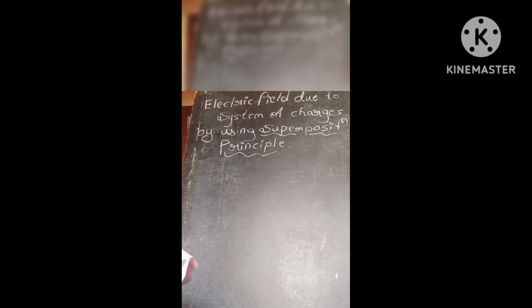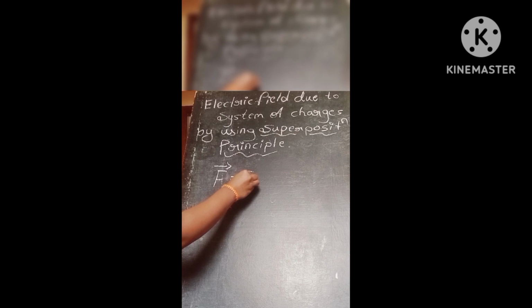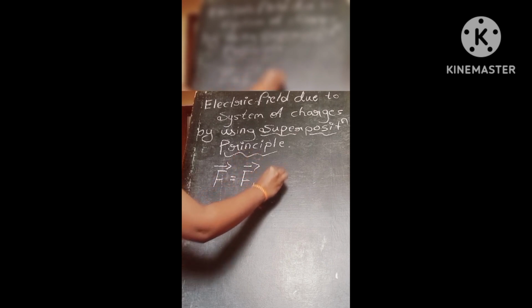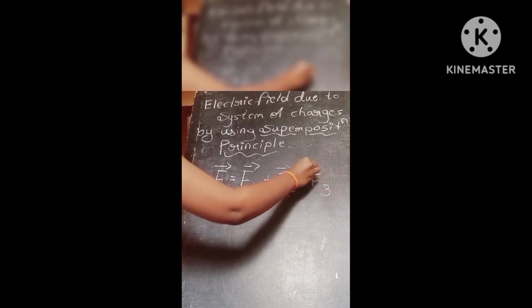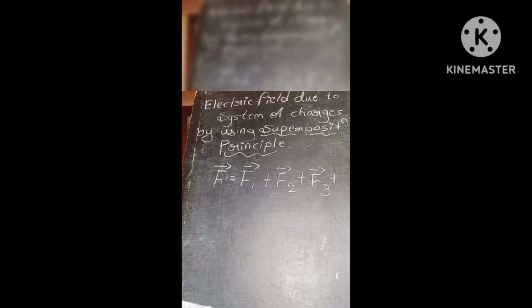Here the superposition principle is nothing but this expression: vector F is equal to vector F1 plus vector F2 plus vector F3 plus so on. What does it mean? It states that the force on any charge due to a number of other charges is the vector sum of all the forces.